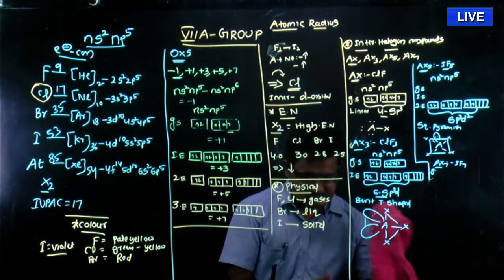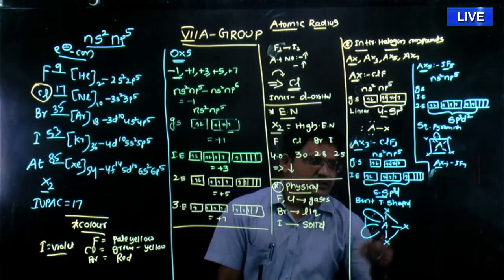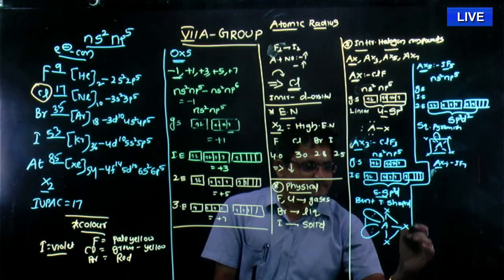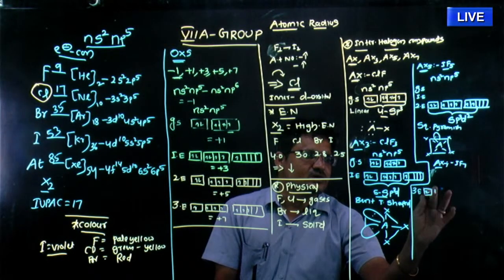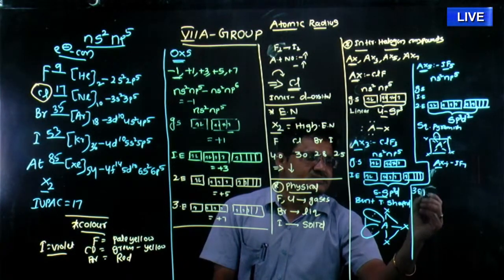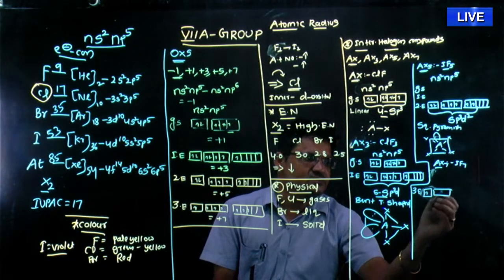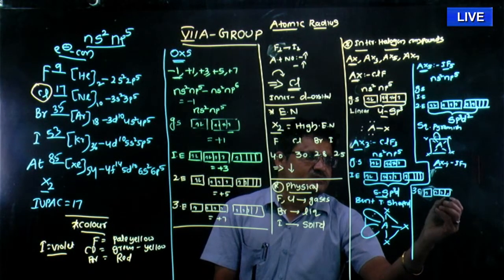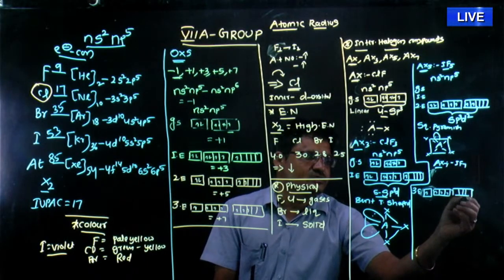Now in the third excitation state, I am writing directly. Now third excitation state, it contains how much? S contains only 1 orbital and 1 electron. P contains 3 orbitals, 3 electrons. And D contains 5 orbitals, only 3 electrons.